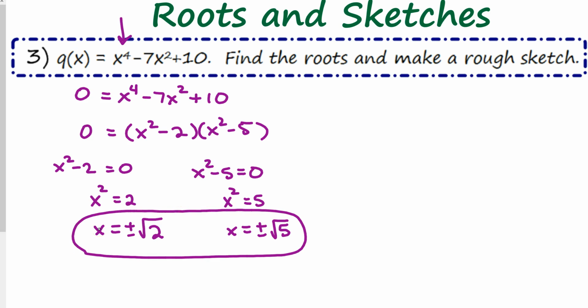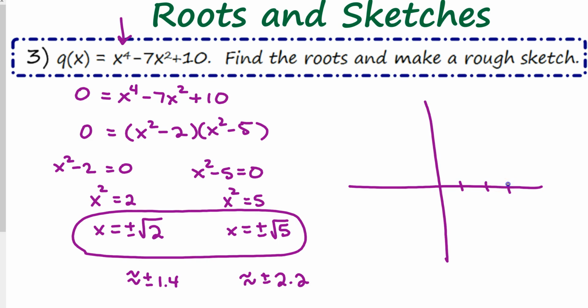Now for the rough sketch, the square root of 2 is approximately 1.4, and the square root of 5 is approximately 2.2. So suppose we go by ones like this. Now if you look back at the equation and you put 0 in for x, you're going to get 10. So we know the y-intercept is the point 0, 10. So let's use that as an extra point. And we have our roots at 1.4, 2.2, negative 1.4, and negative 2.2.